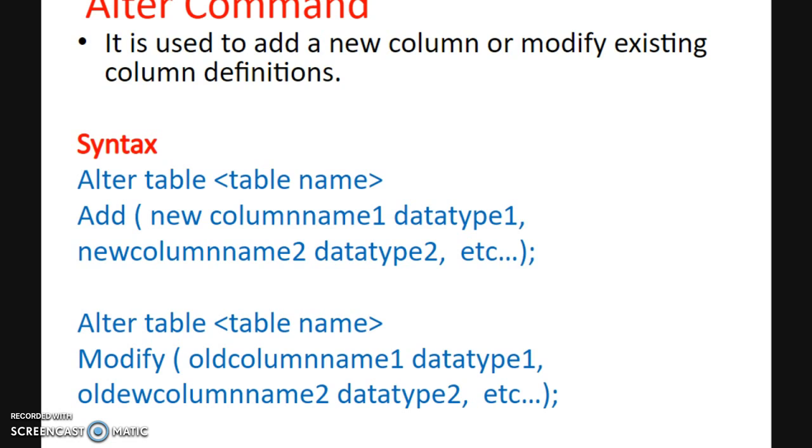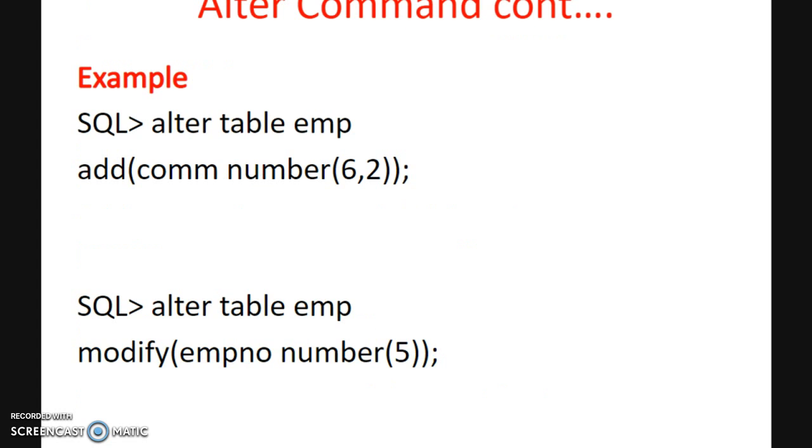And we can also modify the existing one. For that we need to specify the syntax like this. Alter table, table name, modify is a keyword. In bracket we need to give old column name 1 space data type 1 comma old column name 2 space data type 2 up to n values. This is the example for alter command.